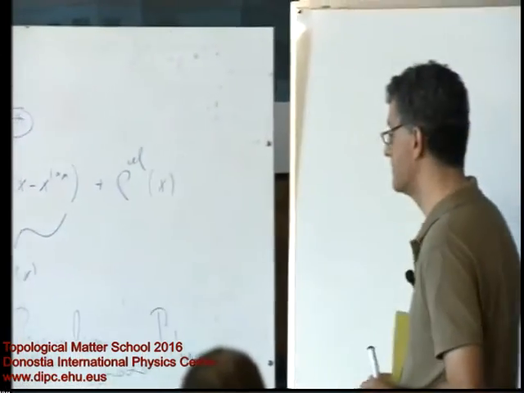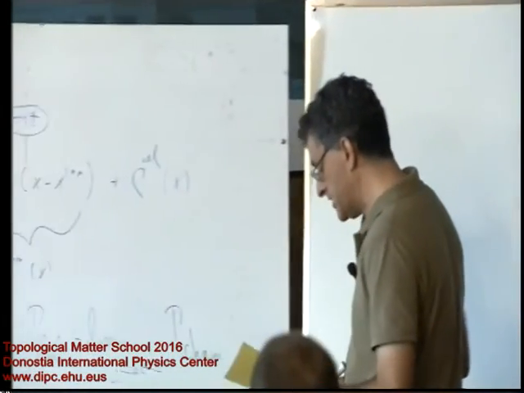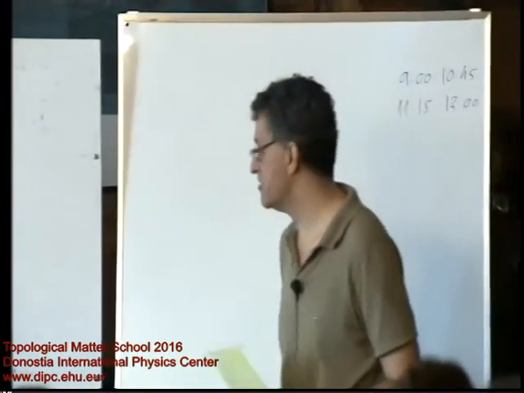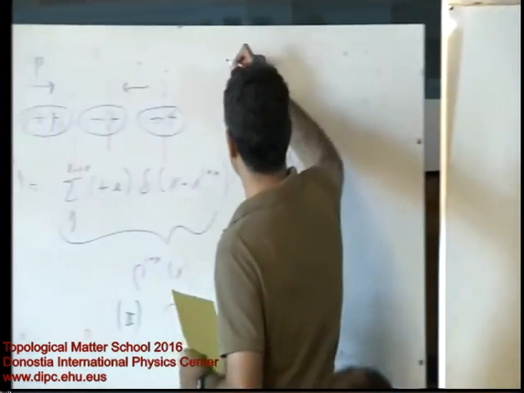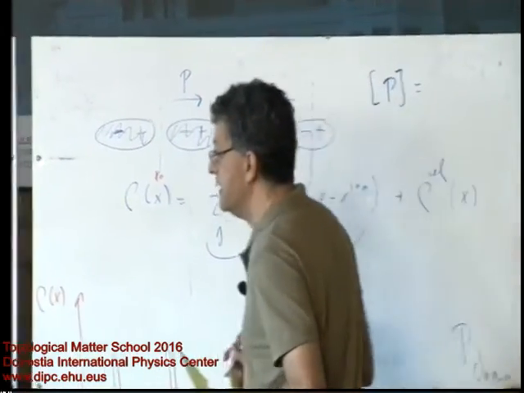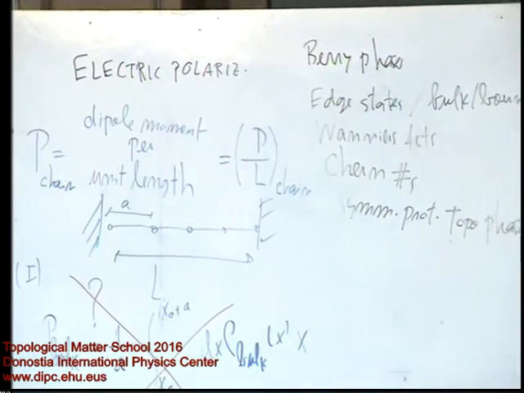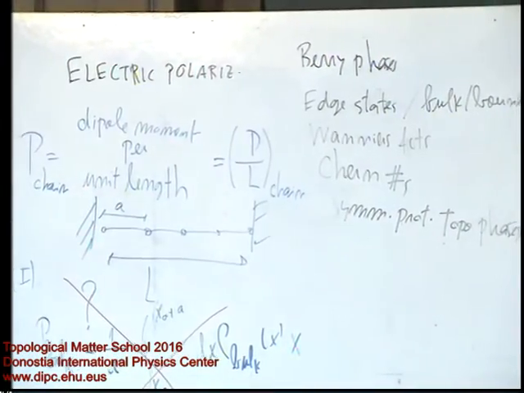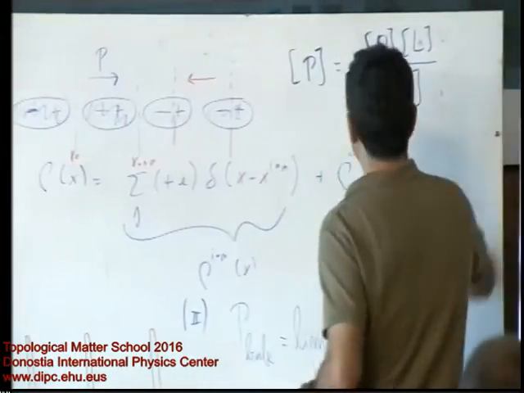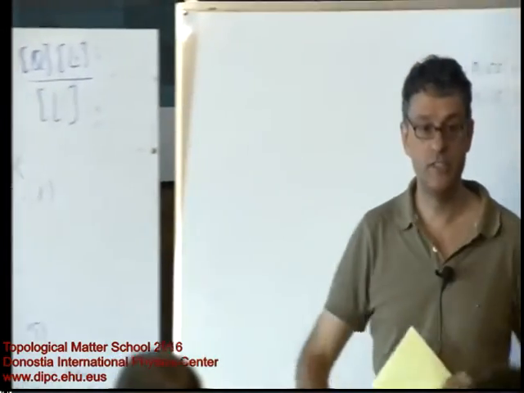Okay? So that also sounds very plausible, but let's look at the units of polarization. So in one dimension, polarization is a dipole per length. So a dipole is a charge times a distance. And then we divide by length, right? So in 1D, polarization has units of charge.